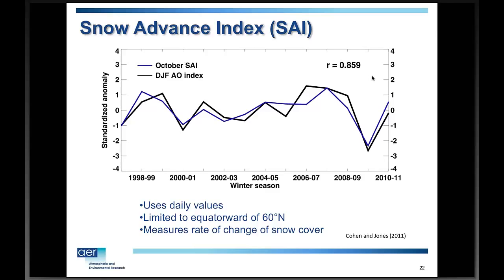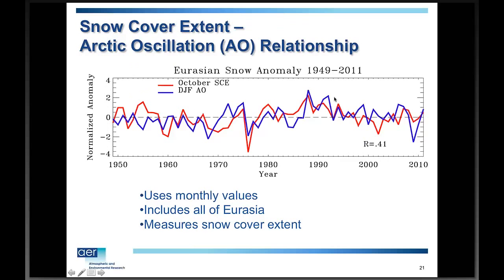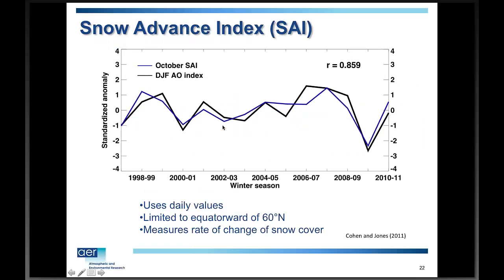So the snow advance index is limited to, actually, the snow cover extent, do I have that on the previous one? The satellites go back to, let's say, the early 70s. You have satellite data for monthly snow cover extent. And then I use a proxy index that someone developed going back further. But since the snow advance index uses daily values and it's from satellites, it's only been operational since 1997. I think they give a value of 1 centimeter.